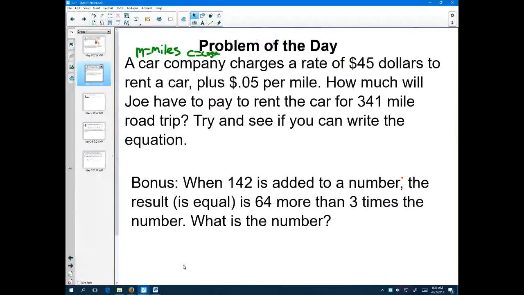Once you get your tickets in the bucket. Any other tickets? Put them in the bucket. Once you have your tickets in the bucket, there's the problem of the day.